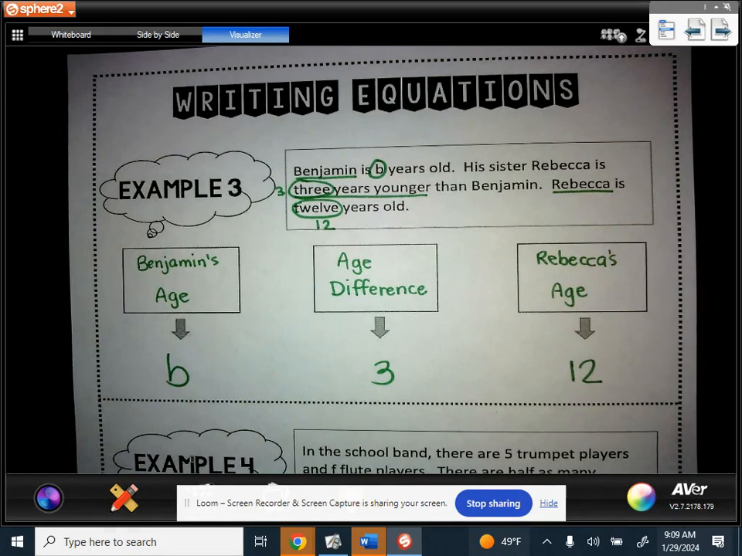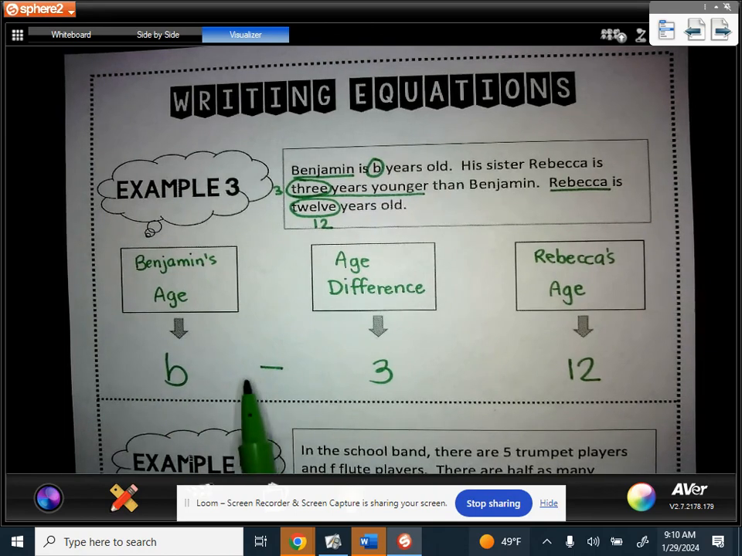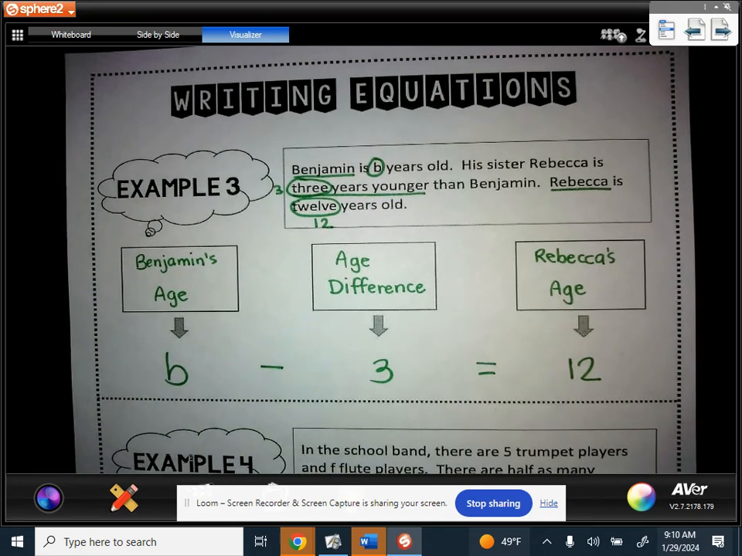So some people get confused here. They see younger, so they think subtraction, and they see 12 and 3, and they think that they need to subtract 12 minus 3, and they get 9. But here's the thing about Benjamin. Benjamin is older. It says Rebecca is younger, so he needs to be older than her. That would make him 15. But we are going to use subtraction here because his age, which we know is 15, we're calling it B, but I was able to figure out that's going to be 15, minus the 3-year age difference gives us her age. So this would be a subtraction equation.